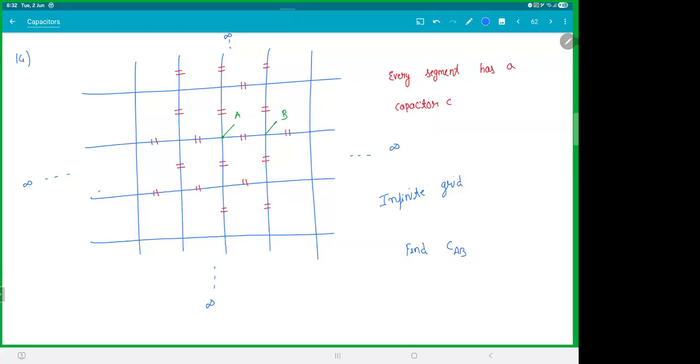Others, do keep your cams on. How do we handle this? Think for a minute, then I'll show you one model here. If you have an infinite grid, every segment is a capacitor, and the circuit is just going on to infinity in all directions.